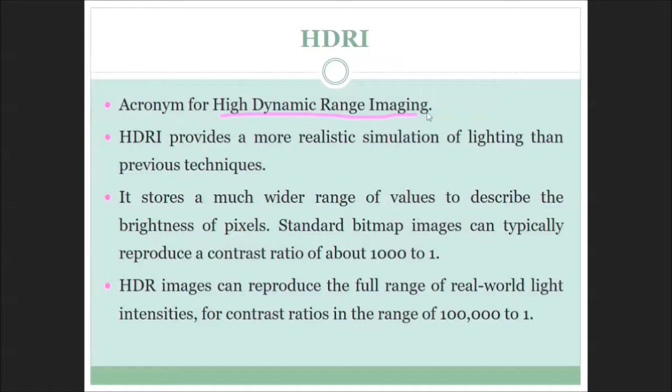HDRI is high dynamic range imaging. This HDRI provides a more realistic simulation of lighting than the previous techniques of this field. It stores a much wider range of values to describe the brightness of the pixel, and standard bitmap images can typically reproduce contrast ratios of about 1000 to 1. So HDR images can reproduce the full range of real world light intensity, for a contrast ratio in the range of 100,000:1.